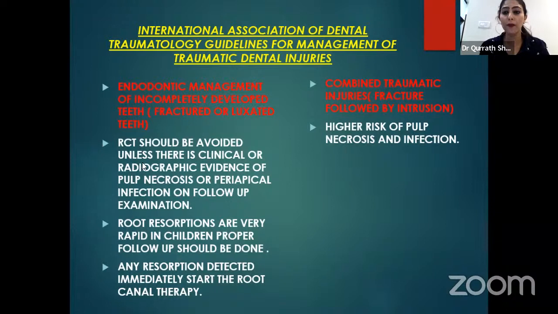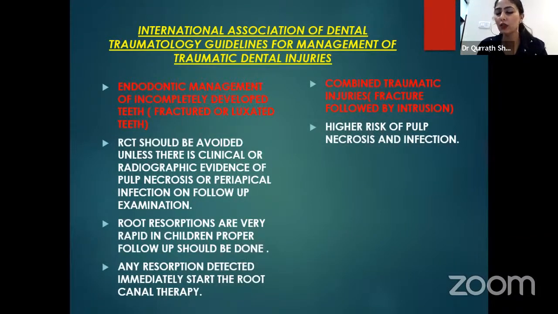In the follow-up, a periapical radiograph and an occlusal radiograph need to be taken initially. Then you need to compare them whenever the patient comes, say after a week, the 2nd week, 3rd week, 4th week, 6th week. You keep comparing with the initial signs and symptoms of the patient. If there is any resorption, it is very rapid in children.